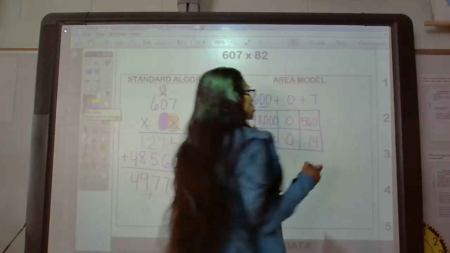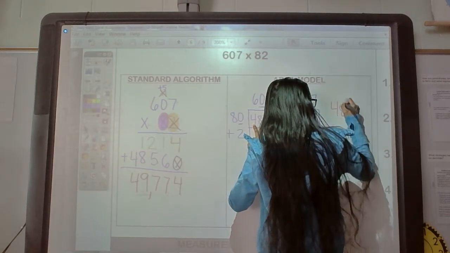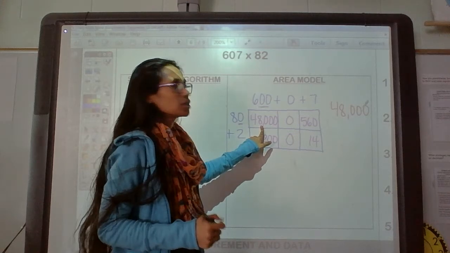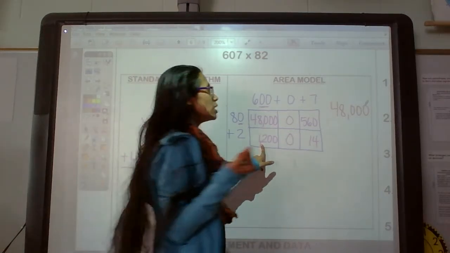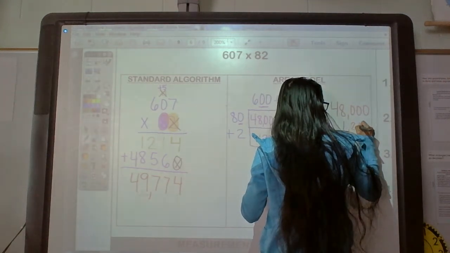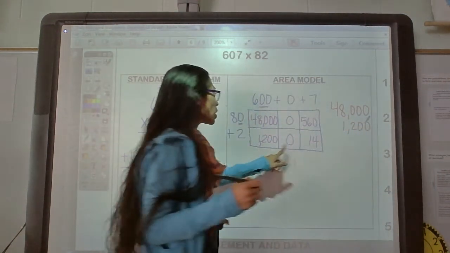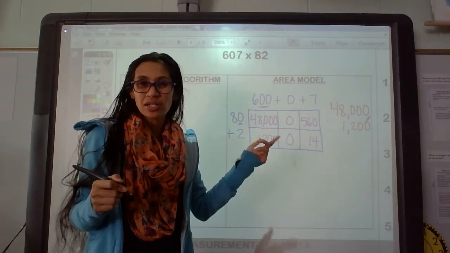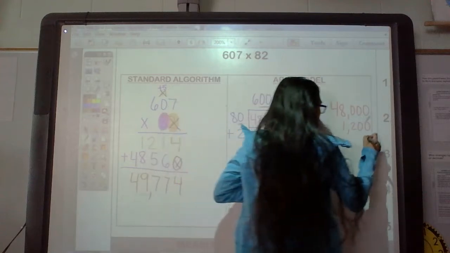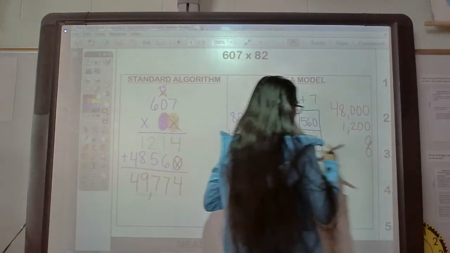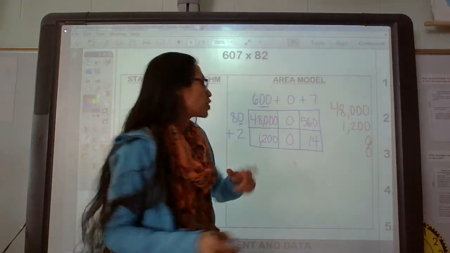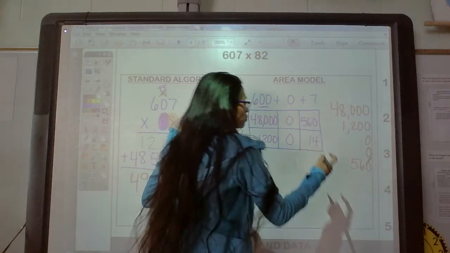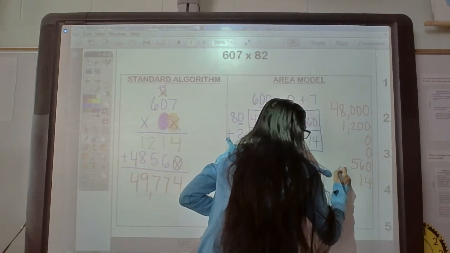So I have 48,000. Let me write it here on the side. 48,000. All right, is that right? Check. The next one, 1,200. Make sure they all line up. The commas help me line them up. 1,200. Oh, check. Plus 0. Do we have to write that? We don't, but we can. 0 goes at the end. 0. And then that other 0. We're good. 560. And then 14.